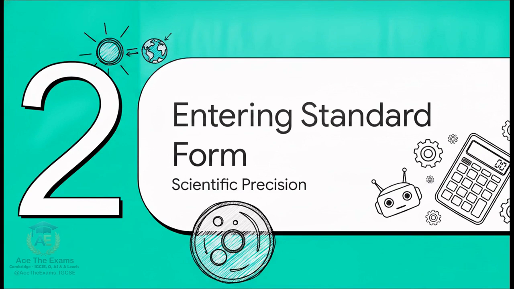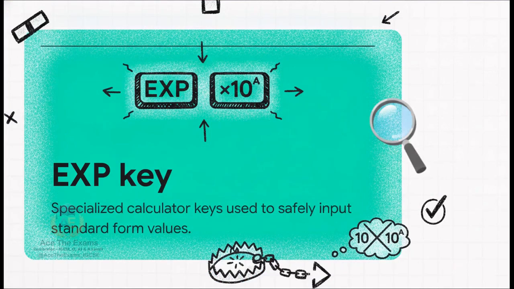Moving on to section 2, entering standard form, all about achieving that scientific precision. When we need to input massive astronomical numbers or microscopic tiny decimal numbers without tripping up the robot, we use standard form. But entering these values requires a very specific technique that a lot of students get wrong. You absolutely must use the dedicated EXP key, or on some newer models, it's labeled as the times 10 to the power of x key.